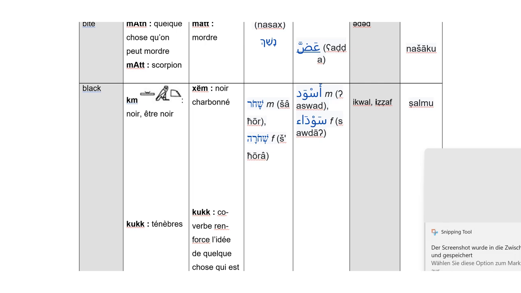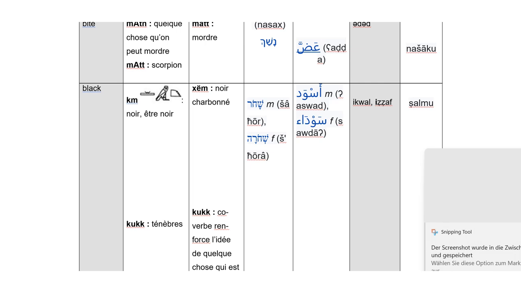Here also you have to bite. You have in Egyptian matin, something one could bite, matte, the scorpion, and you have in Wolof the same word, matte, mor, also to bite. In Arabic and Hebrew, you have Adda, Nasa, etc. This is nothing to do.